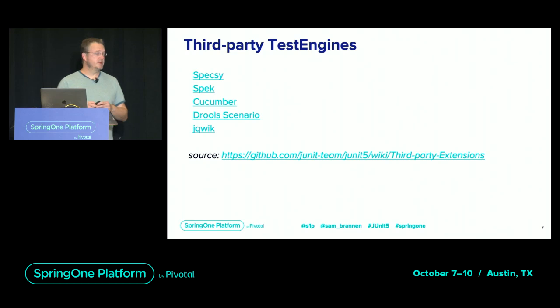So in terms of test engines, if you check out this third-party extensions web page, you'll see that people have implemented their own. These are just some examples: Spek, KSpec, Cucumber, Jules, and jqwik for property-based testing.